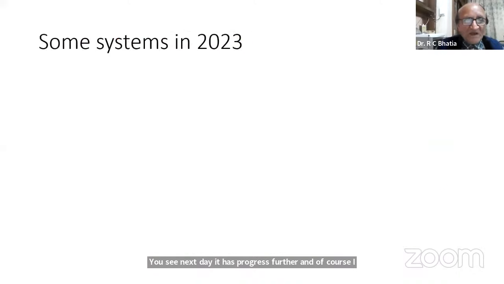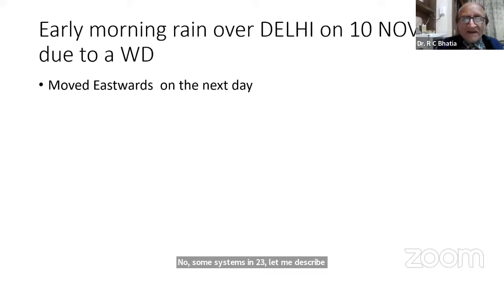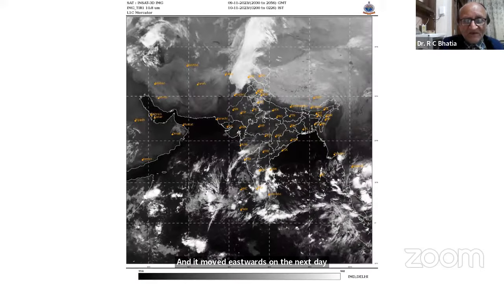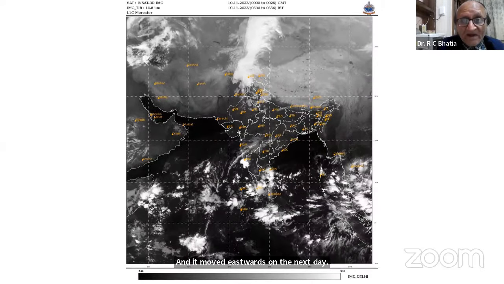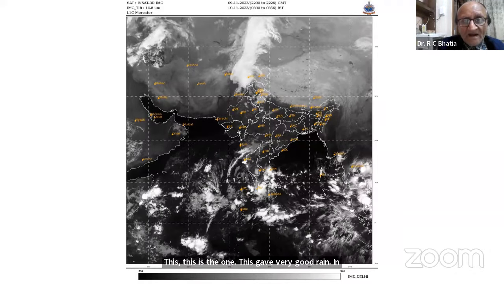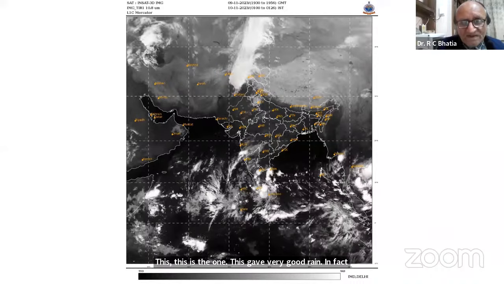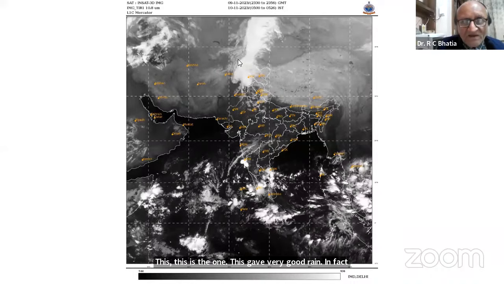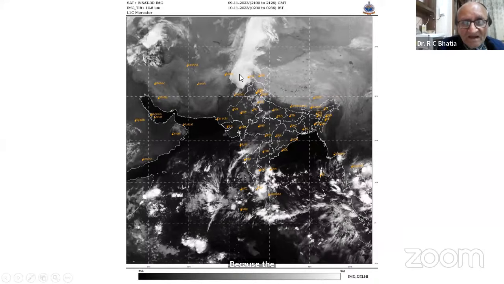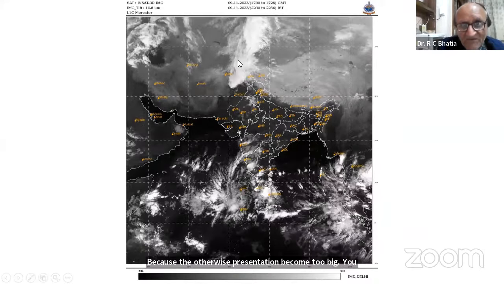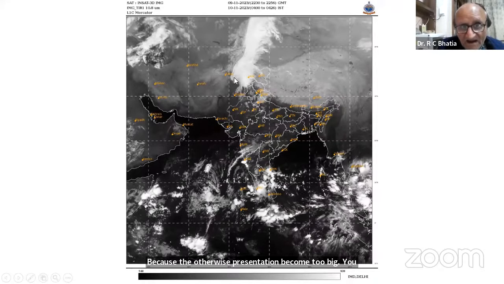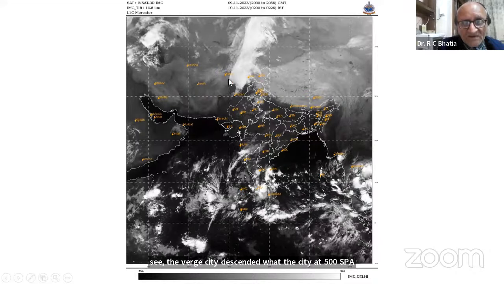And now some systems in 23, let me describe. There was early morning rain over New Delhi on 10th November. And of course, not only here, but many parts. And it moved eastwards on the next day. This is the one. This gave very good rain. In fact, if you see vorticity, I have not put them here because otherwise the presentation becomes too big. You see, the vorticity at 500 hPa descended this way from north, okay?